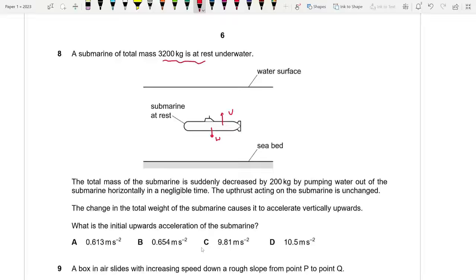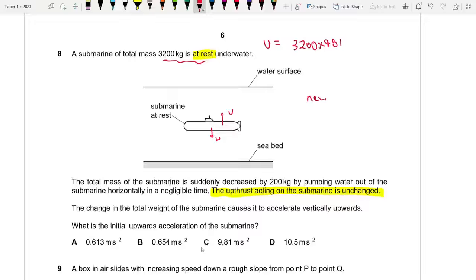Initially, it was at rest. So what does that mean? That the net upward force is equal to the net down force before. So let's find this out. What was the value of upthrust initially? 3,200 times 9.81. Because it is equal to the weight, right? Before the mass decreased, because it was at rest. So the net force was 0. Now, the upthrust remains unchanged.